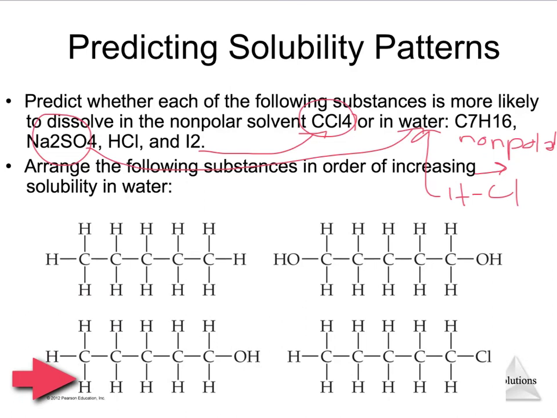This one would come third because I only have one OH group here. Then this one must be the one that would be the most able to be increased in terms of its solubility in water because I have two OH groups present here.